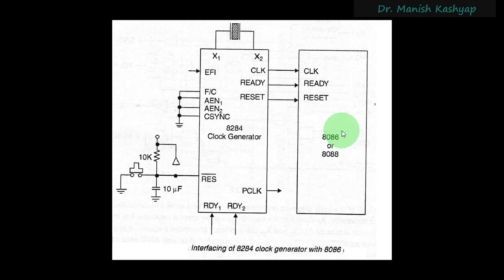Those peripherals, especially the input output devices that you have, might also need some clock, and that clock might not be at the same frequency as this crystal oscillator. So we need to clock it at a lower frequency, because it might be that your input output device is slower as compared to this microprocessor. So for that purpose, this 8284 clock generator IC is used.